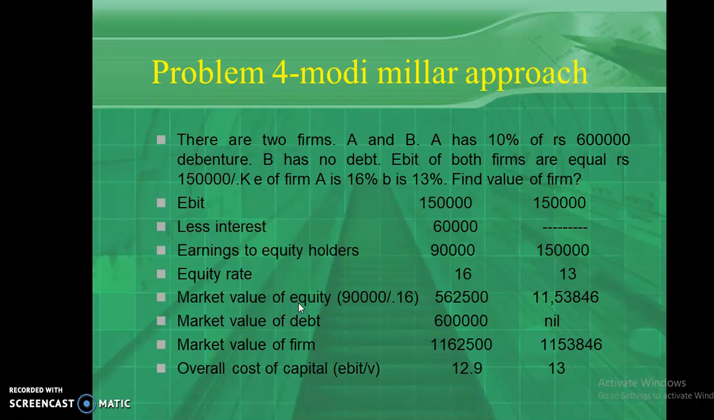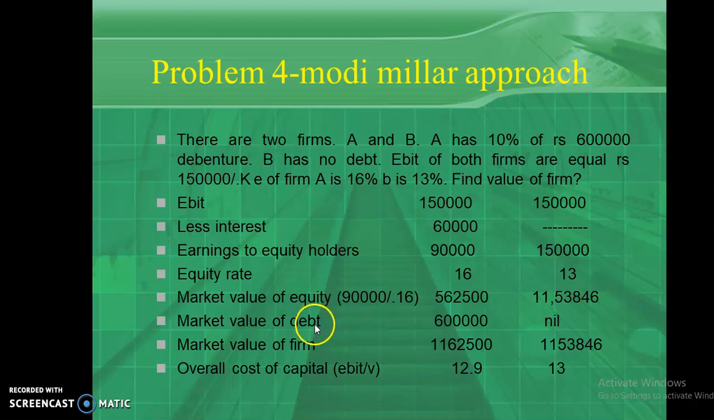Market value of equity equals, what is that? 90,000, the earnings available to equity shareholders or net income, divided by the cost of equity, 0.16. You will get 5,62,500. Just like that here also, 1,50,000 divided by 0.13, you will get 11,53,846. That is the market value of equity for firm B.